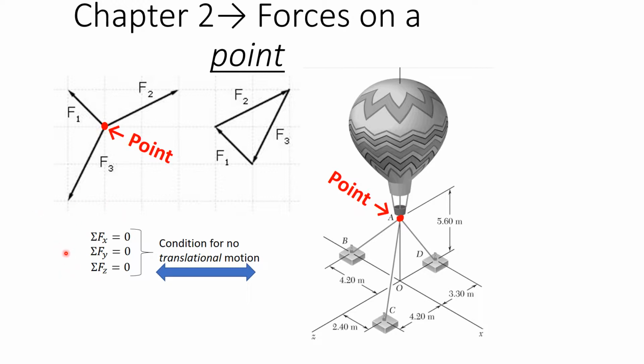And our equilibrium was concerned not with something rotating, but just stopping it from moving. We don't want it to move in the X direction, not in the Y direction, not in the Z direction. So it's just straight line, up and down, translational motion. And we were able to only worry about this chunk of it because everything was connected at a point.